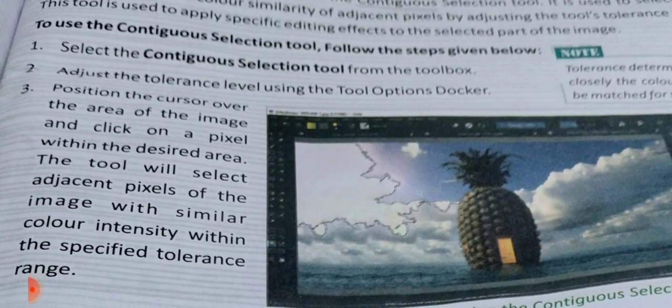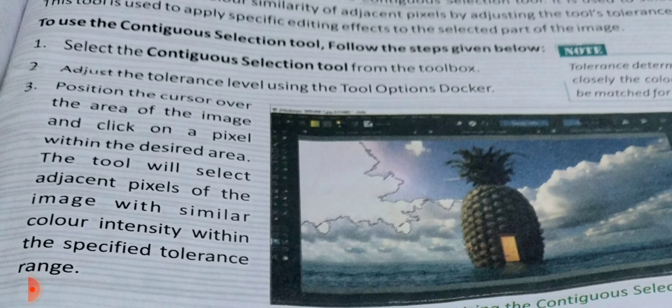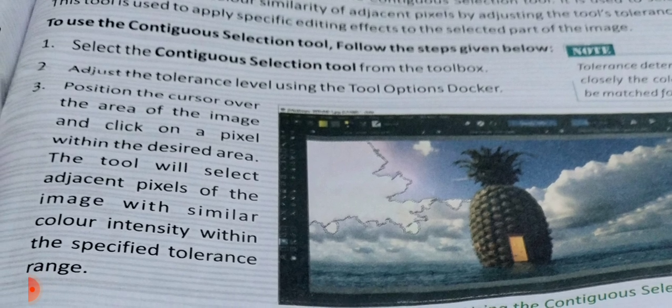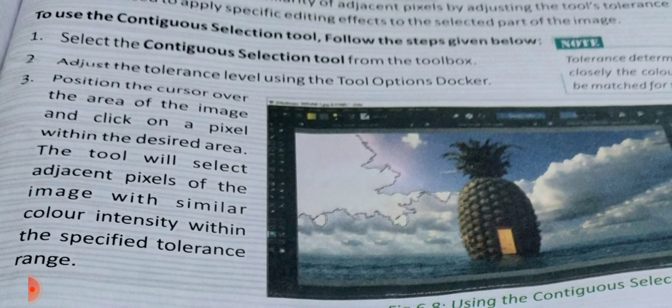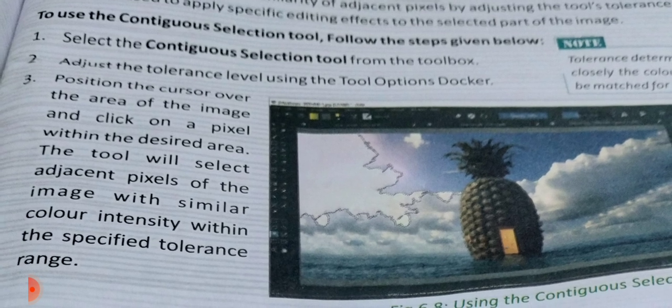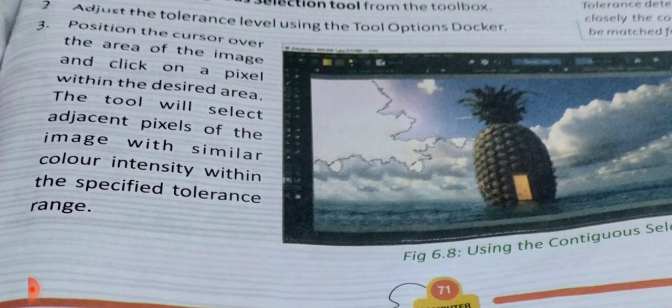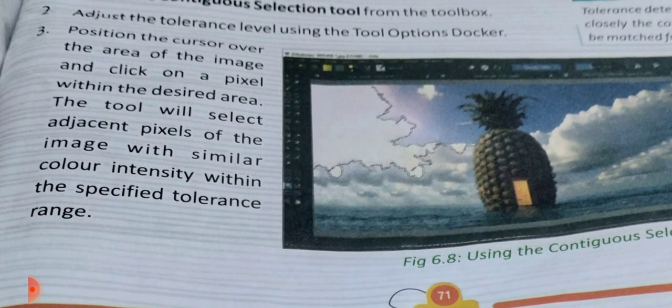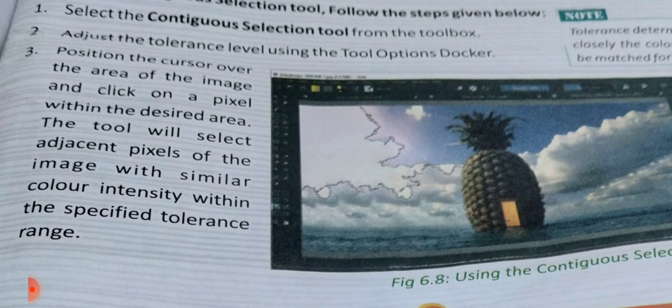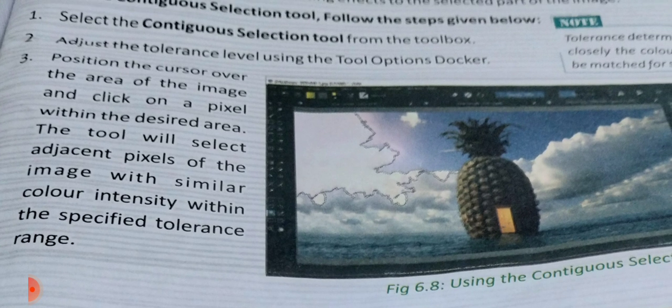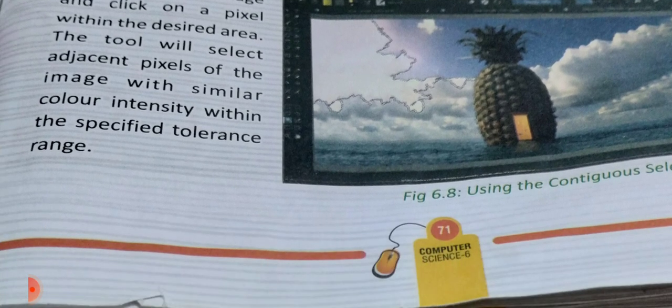1. Select the contiguous selection tool from the toolbox. 2. Adjust the tolerance level using the tool options toggle. 3. Position the cursor over the image and click on a pixel within the desired area. The tool will select the adjacent pixels of the image with similar color intensity within the specified tolerance range.